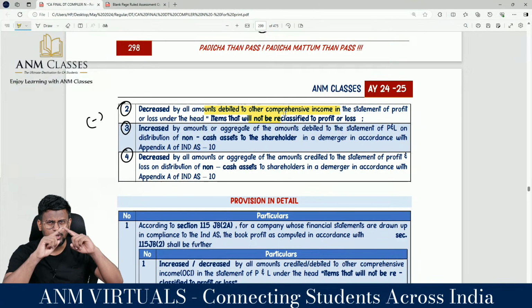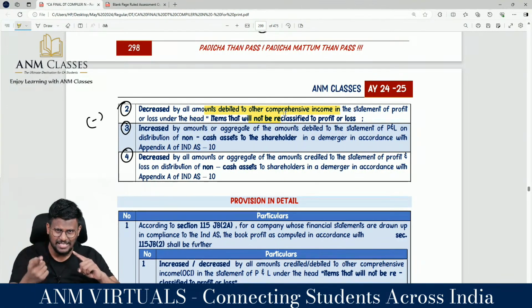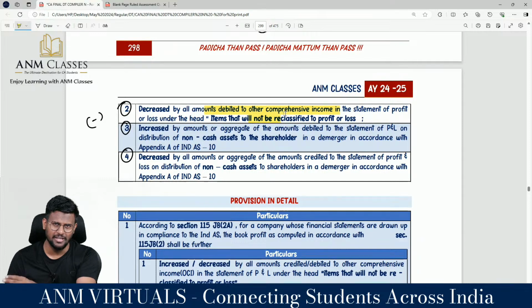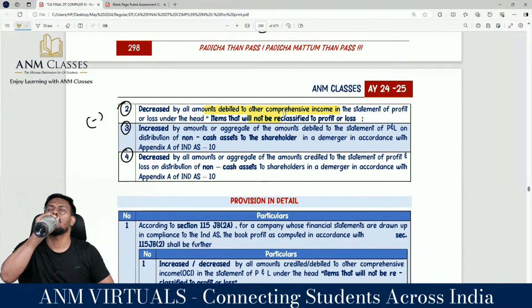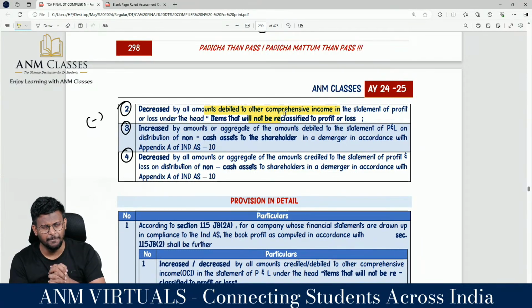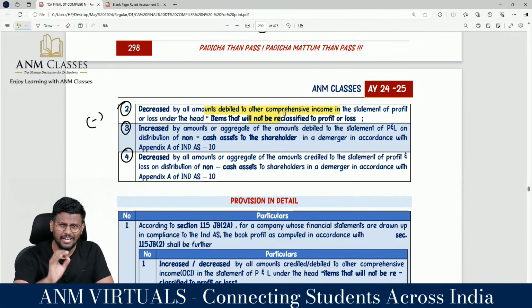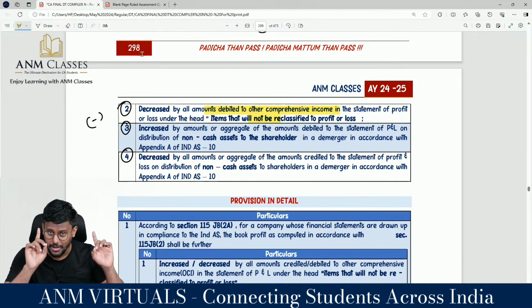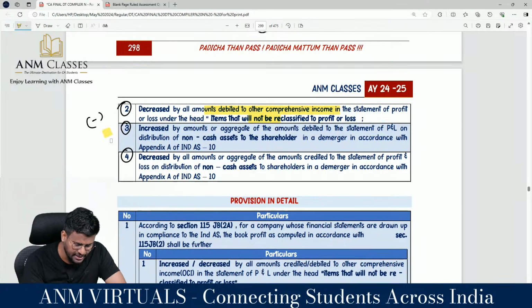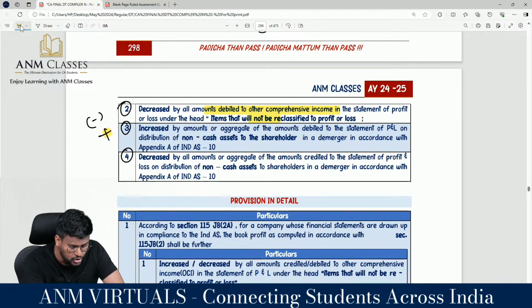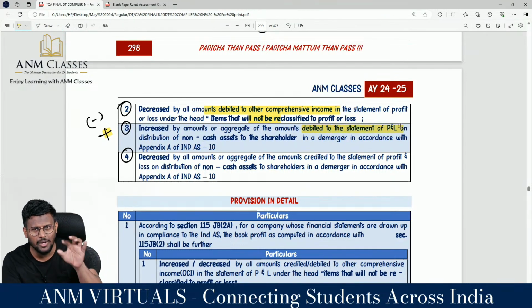So in P&L, two categories of items will be there. Items reclassified to P&L, ignore when you are doing the MAT. Items not reclassified to P&L, my dear lovable students, if you are debiting to the P&L account or crediting to the P&L account, you have to add back or you have to reduce as the case may be. This is the adjustment number 1. Number 2, again increased by the next item: amount or aggregate of amounts debited to the statement of P&L. Unnecessarily, if you are debiting this item to the P&L, it should be added back.